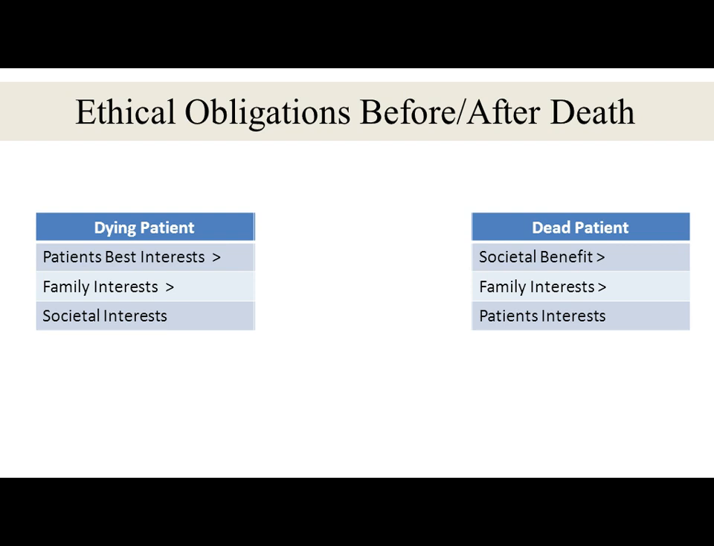For the dead patient, though, things change quite a bit. Societal benefit in terms of organ donation becomes the preeminent value. Family's interests are actually subjugated below that, legally speaking, but we all know that if a family objects to a donation where a patient has actually indicated, or is registered online, that they would want to be a donor, and a family objects, well, perhaps these two things get conflicted. We can talk about whether that's appropriate or not. But the patient's interests actually come last.